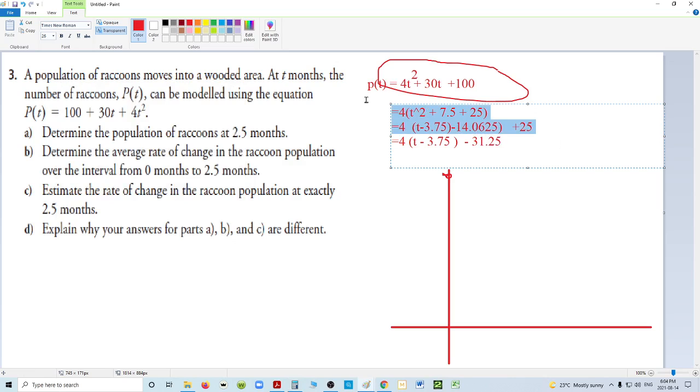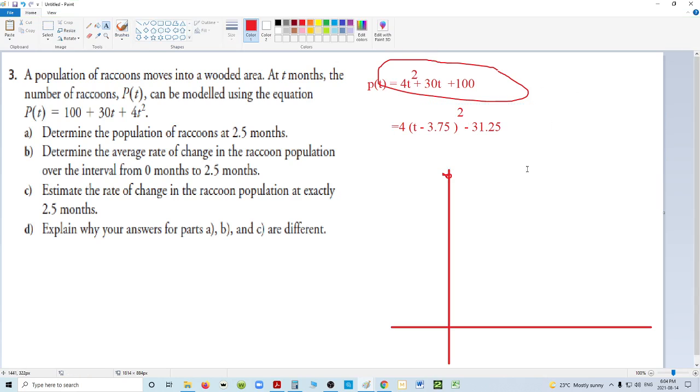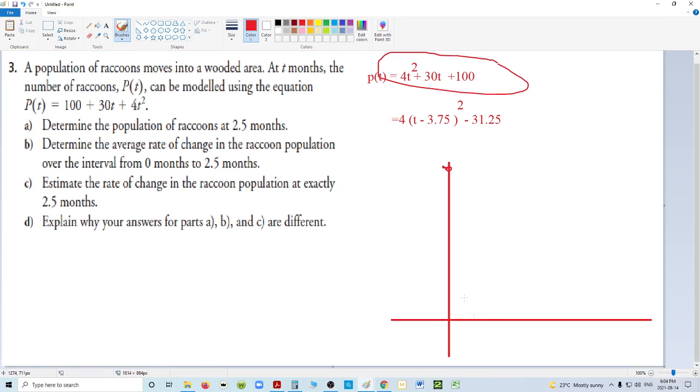Let's get rid of all this. And then don't forget that there's a square right here. So when I do this, I realize, wait a minute, at 3.75 the population is going to be negative. So that means it's going up here and it's crossing here at the 100. So that means this population of raccoons is declining. Let's make sure that's true with Desmos.